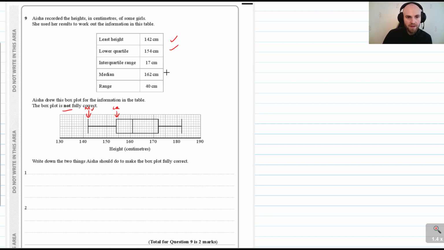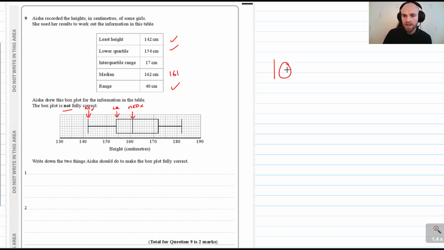We have the median is 162 centimeters. Well, this one here looks like it's on 161. So the median is going to be wrong. This should be 161 centimeters. The range of 40 centimeters, this goes from 142 all the way to 182. I'm going to say that one is correct also. So we do not know at the moment what the upper quartile is. We know the lower quartile, we know the interquartile range.